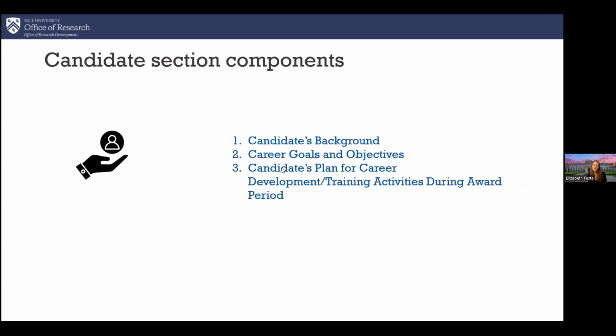In this section, you will have a background statement, career goals and objectives, and a plan for career development training activities during the award, which is your CDP, your career development plan. This section will be roughly 6 pages. It's going to be combined into one PDF with your research plan, and the total PDF will be 12 pages.